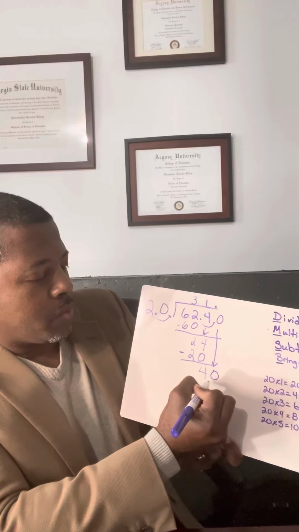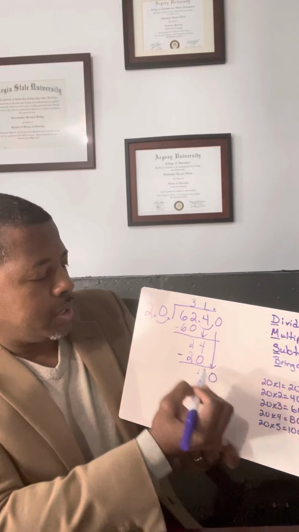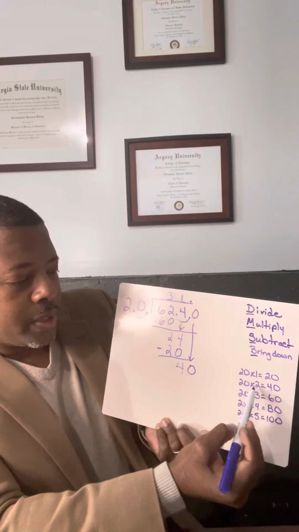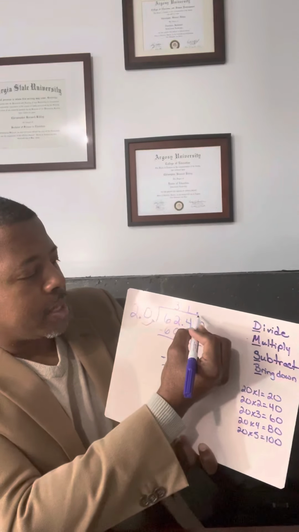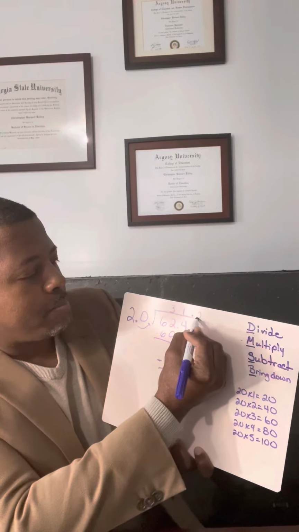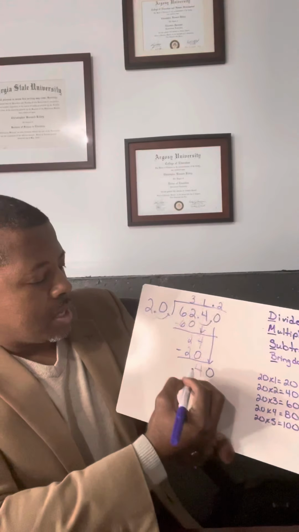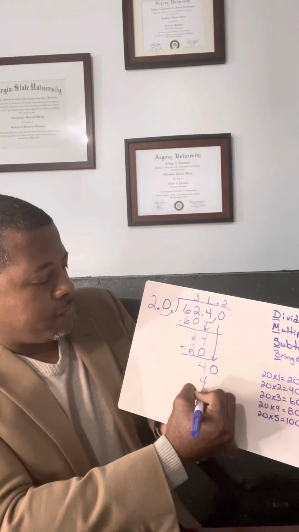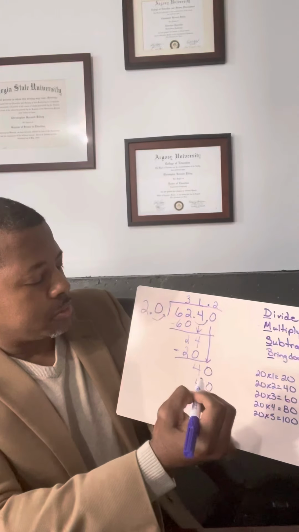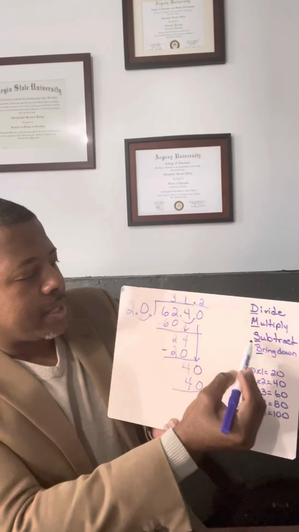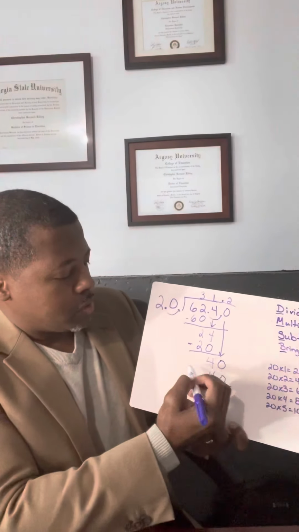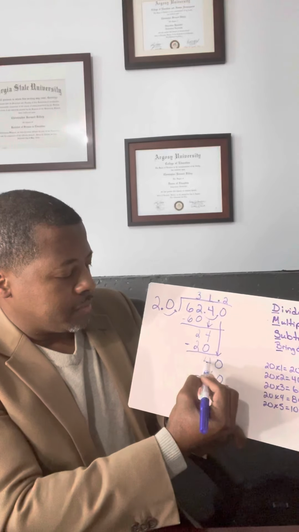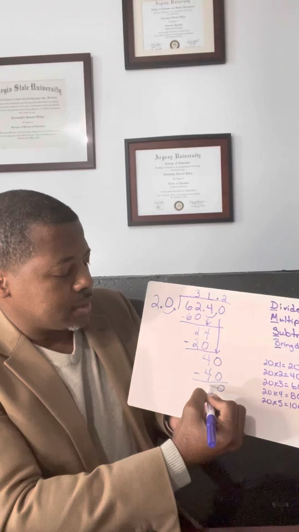So now I say 40, which I go back to division. 40 divided by 20. Let's see, it's a perfect number there. 20 times 2 is 40. So I put my 2 here at the top behind my decimal. And now I say 2 times 20 is 40, which is now I'm multiplying. So now I can go to my next step of subtracting. So I subtract here. 0 minus 0 is 0. 4 minus 4 is 0.